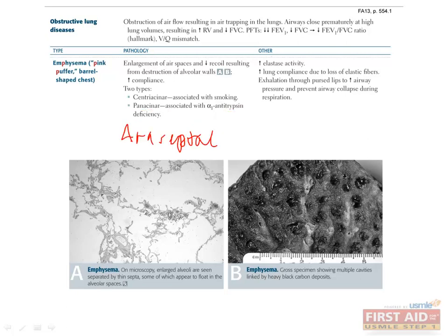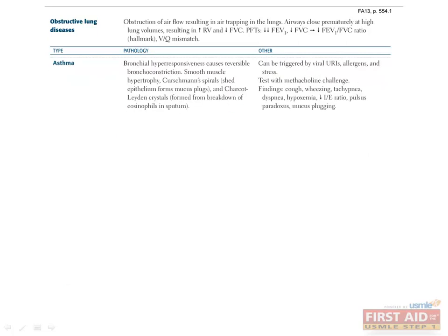Finally, there's paraseptal emphysema, which is frequently the cause of spontaneous pneumothorax due to bullae rupture in tall, thin adolescent males. So how is asthma different from COPD? Asthma is classically caused by bronchial hyperresponsiveness, leading to reversible bronchoconstriction, whereas in COPD, the obstruction tends to be fixed. Now remember, there's a spectrum of disease where you can have a bit of overlap between these two conditions.